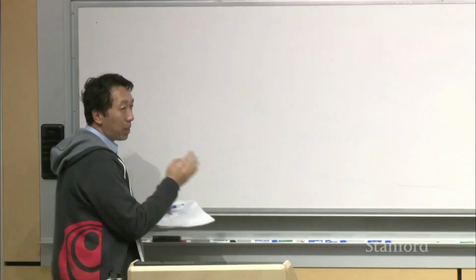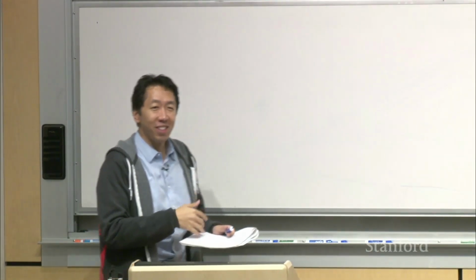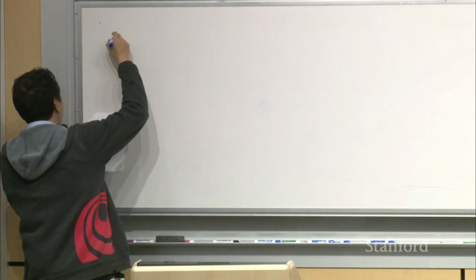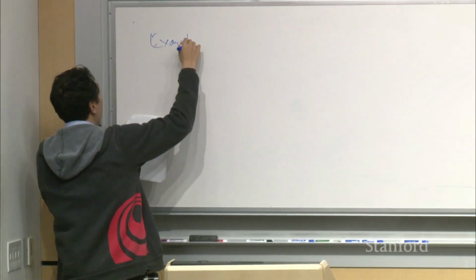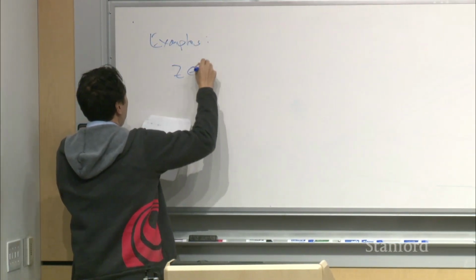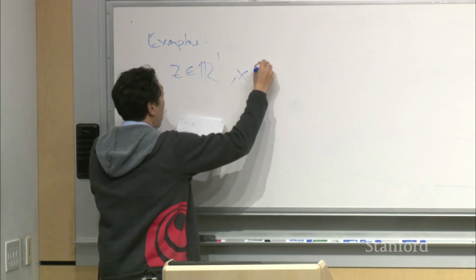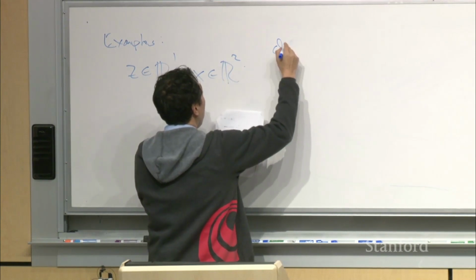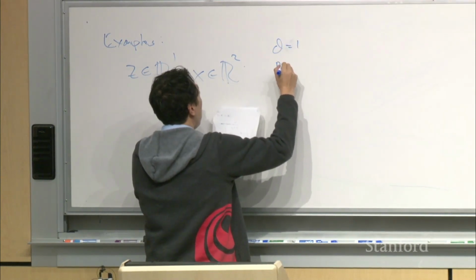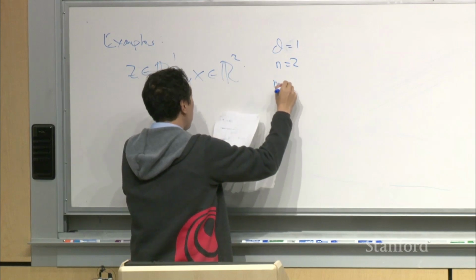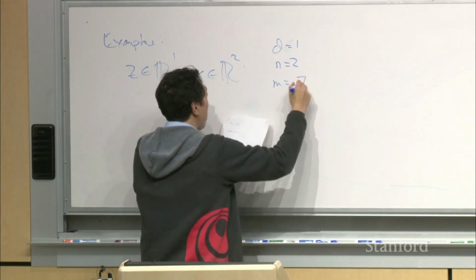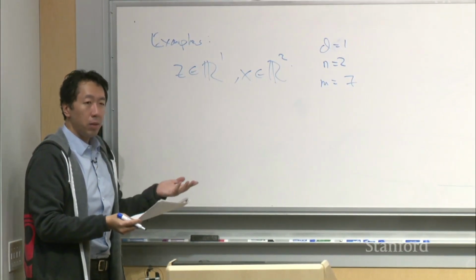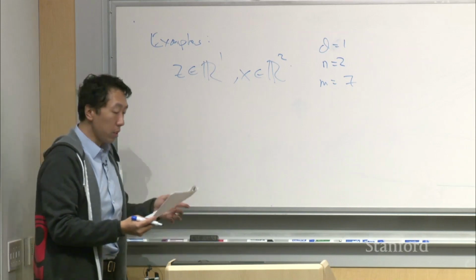All right, and again, by the constraints of the whiteboard, I'm going to have to go low dimensional here. So let me go through a couple of examples. Let's say z is in R1 and x is in R2. So in this example, d is equal to 1, n is equal to 2, and let's say m is 7. What would be an example of a type of data that this can model?